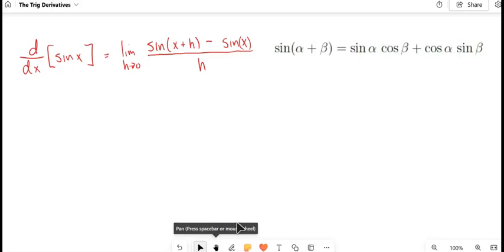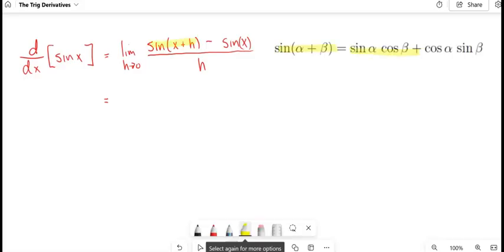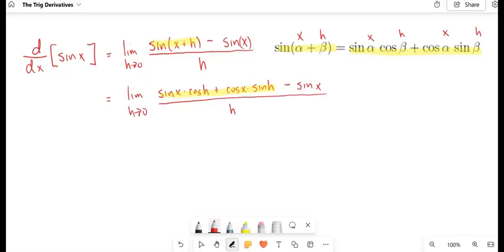We can prove it easily, but we have to use this sum formula for the sine function. If I replace this with this formula, and recall that this is x and h, everywhere I see alpha, it's x. Everywhere I see beta, it's h. So this is now the limit as h approaches 0. If I apply that sum formula to sine of x plus h, I end up with this, which I'm just replacing down here. Then I'm subtracting the sine function divided by h, taking that limit.